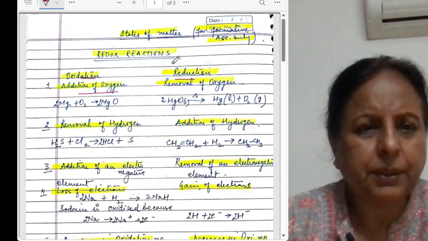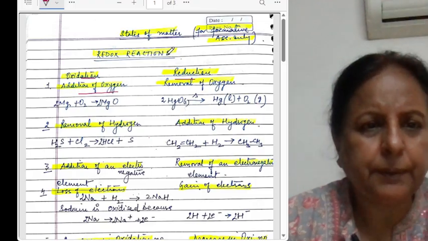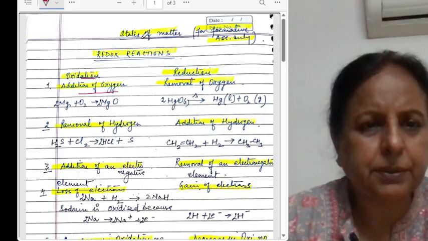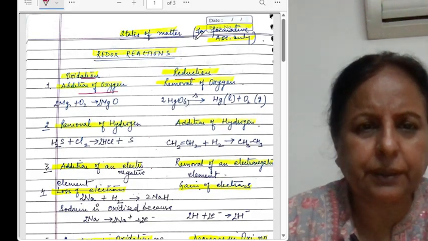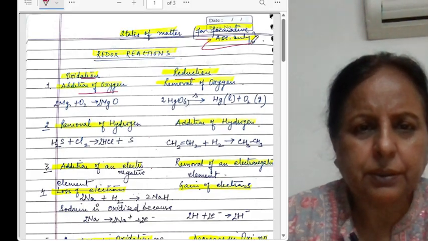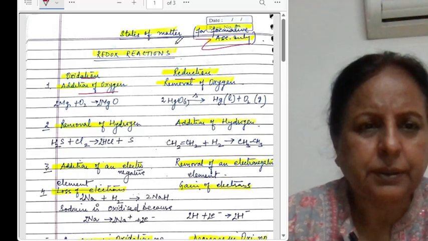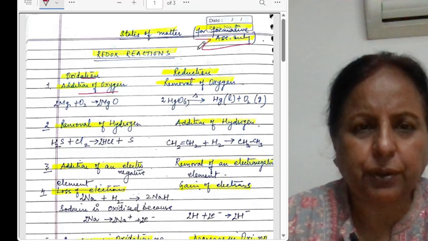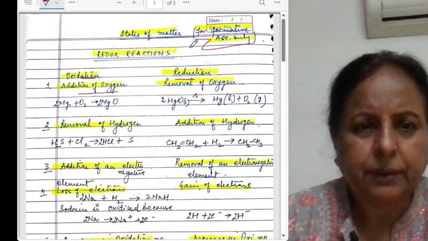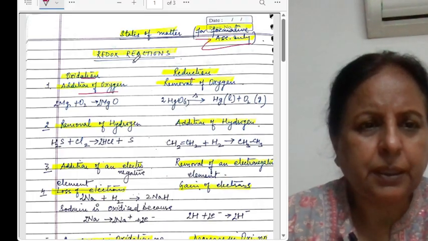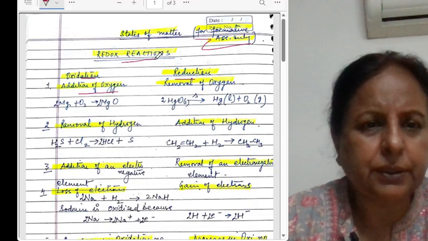So today's topic is redox reaction, and the chapter states of matter is for formative assessment only. That is, you can study it yourself just for the sake of knowledge and for internal assessment. So now we are doing redox reaction.